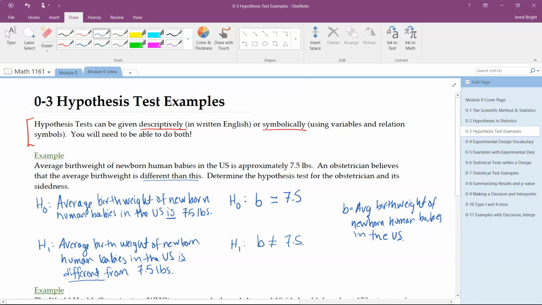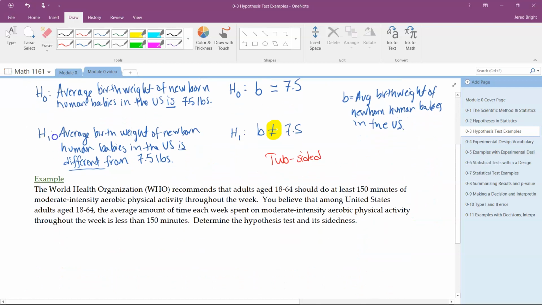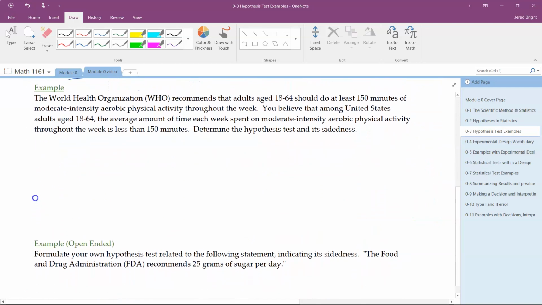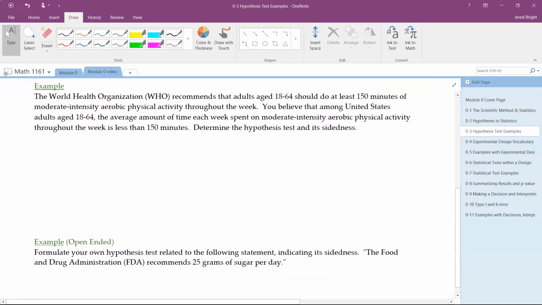Actually, I missed one thing in the instructions. It says determine sidedness. Remember, the sidedness comes exclusively from the alternative hypothesis. Since we're saying it's different from, or not equal, this is going to be two-sided, because we don't know if it's more or less; we're just interested in whether it's different.